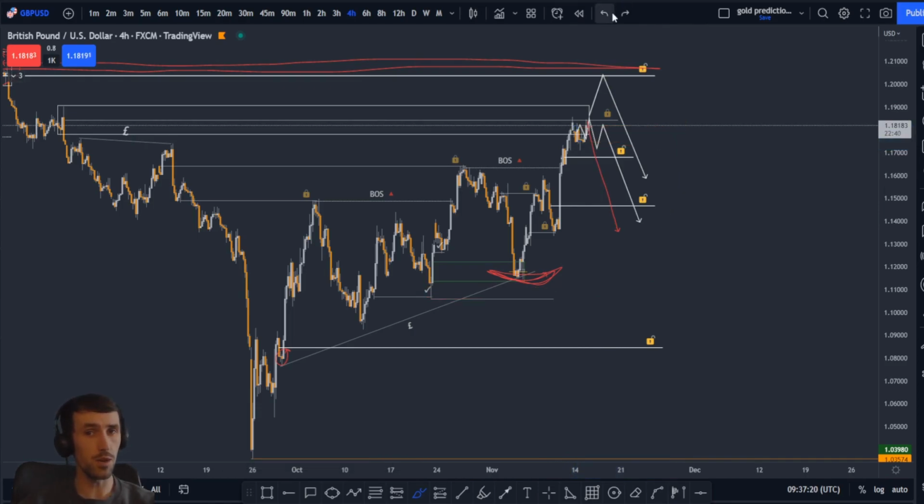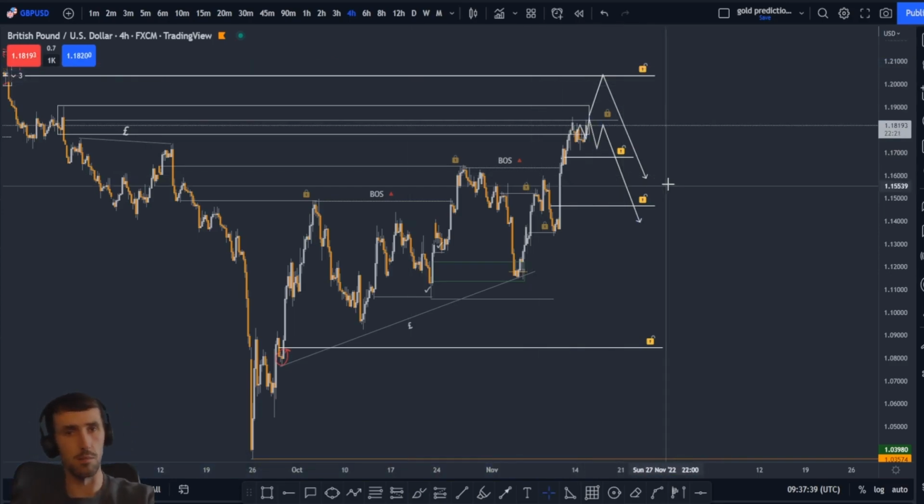Like we stated earlier though, we don't expect a deep pullback for this. We are looking more for a shallow pullback and then a continuation. That is how we're going to try and approach this pair for the coming week.